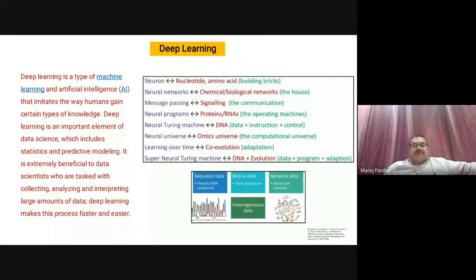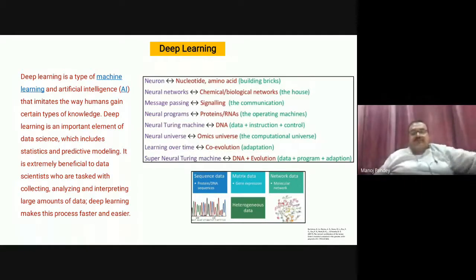My first slide is on deep learning. Deep learning is a type of machine learning and artificial intelligence (AI) that imitates the way humans gain certain types of knowledge. Conceptually, deep learning is a computer program that can identify what something is going to be.